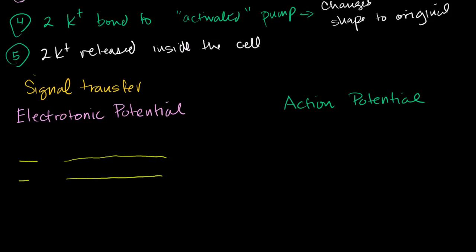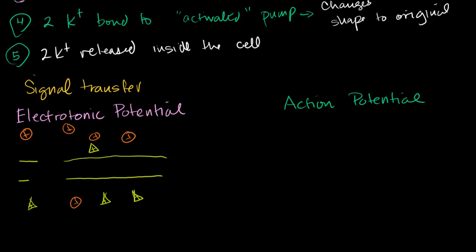And we know it's more positive on the outside than the inside. We know that there's a lot more sodium on the outside than on the inside. There might be a little bit. And we know there's a lot more potassium on the inside than the outside. But we know generally that the outside is more positive than the inside, because our sodium-potassium pump will pump out 3 sodiums for every 2 potassiums it takes in.